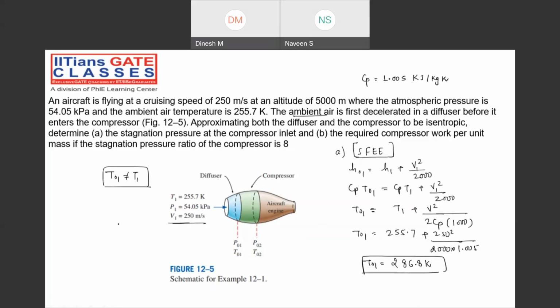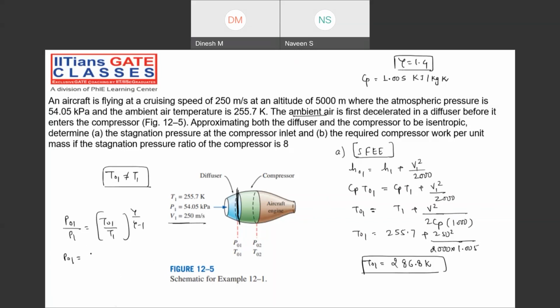Once we get the T01 value, my dear friend, how do we get the stagnation pressure at that location? What will be the stagnation pressure? So we know the formula. P01 divided by P1 equals T01 divided by T1 to the power gamma divided by gamma minus 1, where gamma for ambient air is 1.4. The adiabatic index will be 1.4. That is known to us.